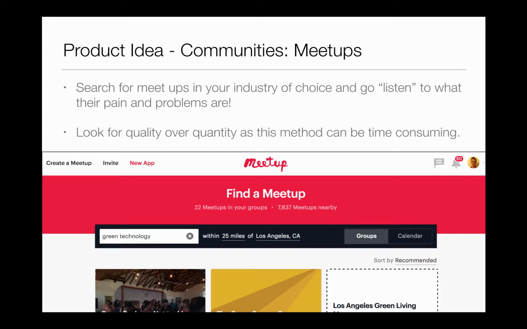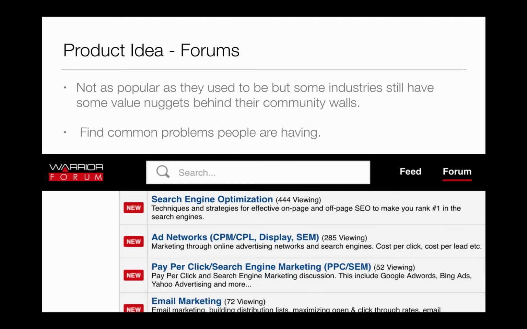So for example, if I wanted to start a product in the green technology sector, I would look up green technology in my area for meetups. And you'll find a bunch of networks that you can then go along, join, see what people are saying, see what problems they're having, ask a lot of questions. This is a much more interactive way to go about it, and it really helps in the cycle of feedback because it's quite fast when you're having a conversation.